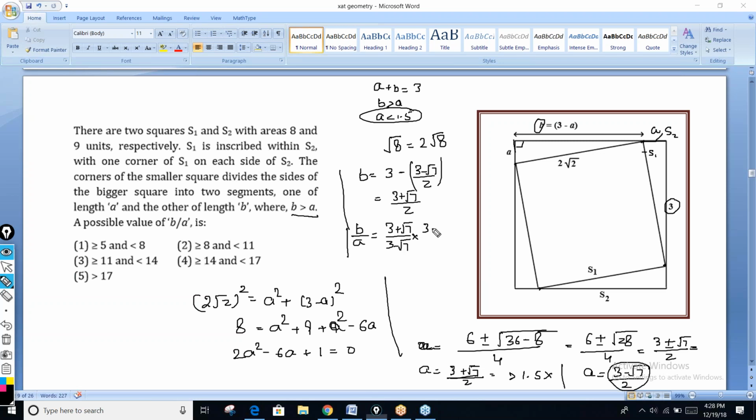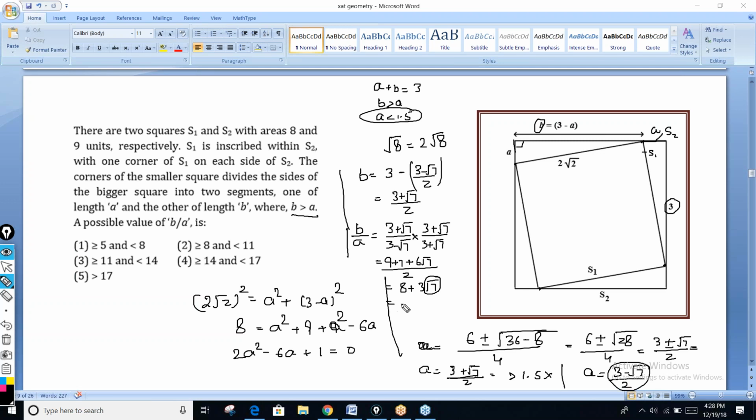So if I multiply with 3 plus root 7, I'll get the numerator as (3 + √7) whole square. So (9 + 7 + 6√7) upon (9 − 7), that is 2. So 16 plus 6 root 7, that is 8 plus 3 root 7 is the answer.